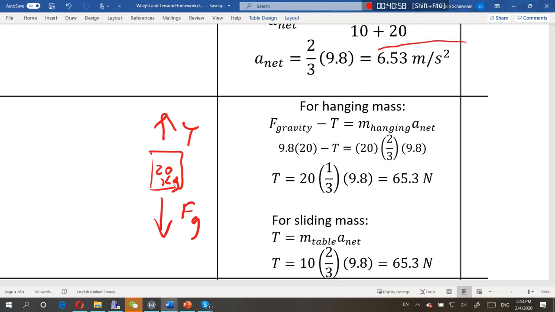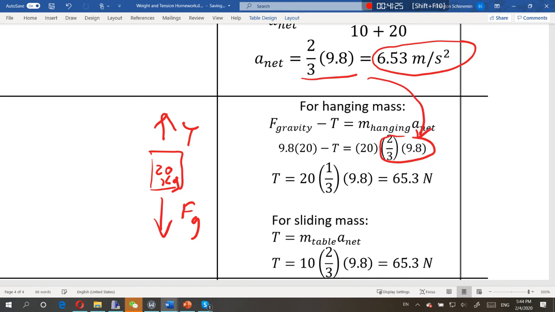So that 6.53 I substituted in as 2/3 of 9.8, so that's what I got here, because I already had a 9.8 here and I thought that would make my math easier. So I did this with fractions. If you just want to plug in 6.53 here, that's fine too. You'll still get the same answer. So take your net acceleration and plug that in. And then we can solve for tension.